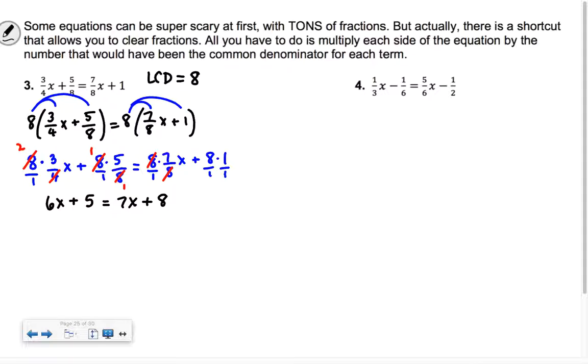If you do this correctly, you will not have any fractions at all. If you multiplied by the least common denominator, then all of your fractions are going to go away. Is this a much easier equation to solve? Yes, and these are the types of equations.